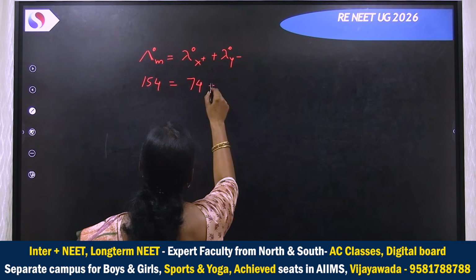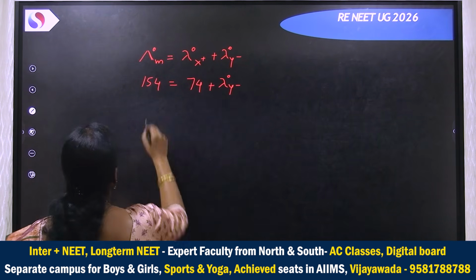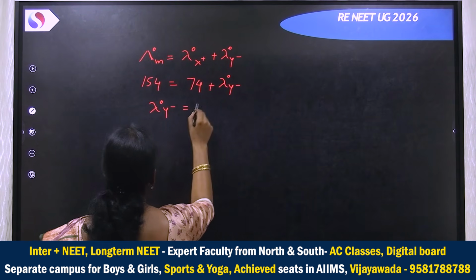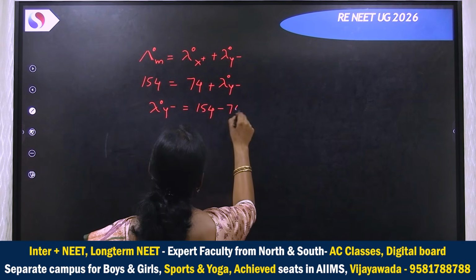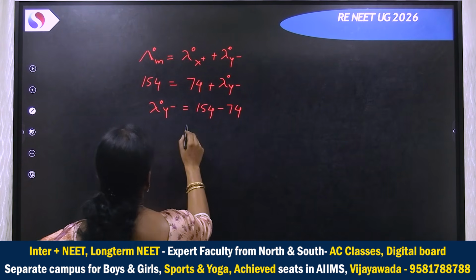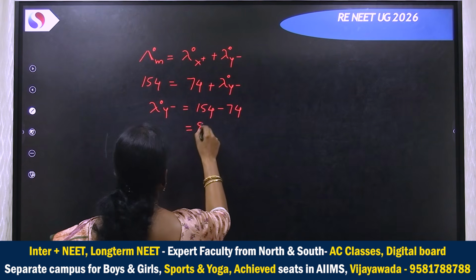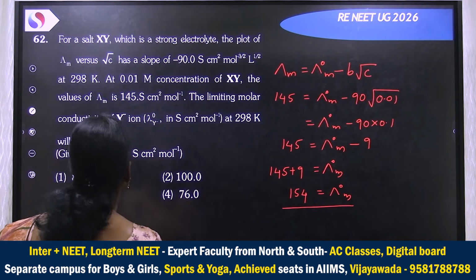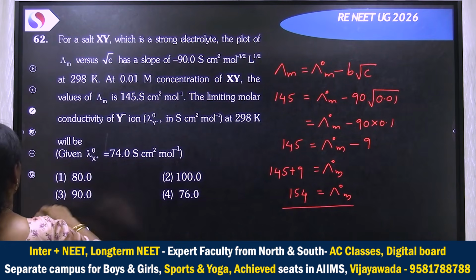Then we have to find the limiting molar conductivity of the anion. So lambda naught of Y minus is equal to 154 minus 74, which is 80 S cm² mol⁻¹. So the first option, that is option 1, is the correct one.